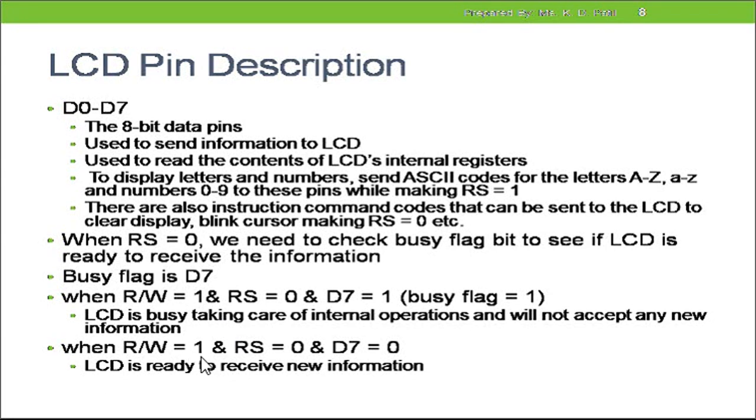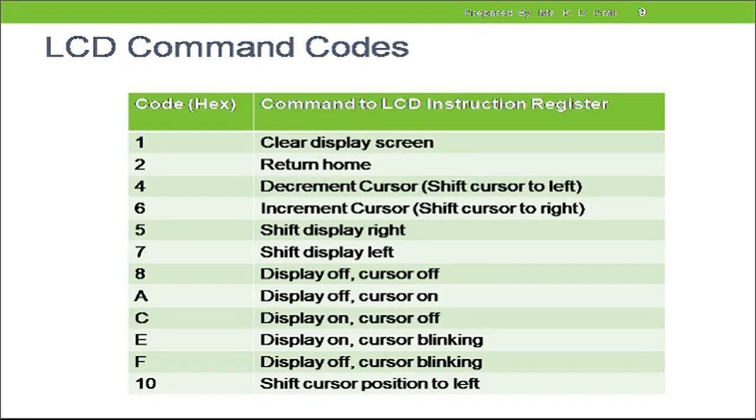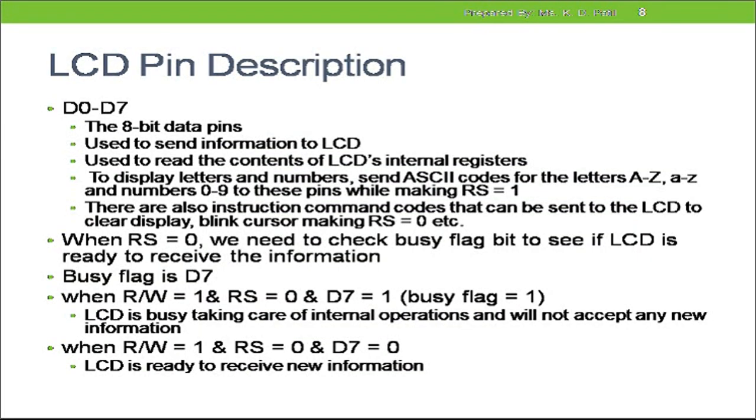But when read write is equal to 1, that is, read the data from the LCD's internal register, and RS is equal to 0, that is the command register, we check whether the LCD is busy or free to accept our information. Please take care that we need to check the contents of D7. If it is 1, the LCD is busy performing an internal operation, and when D7 is equal to 0, it is ready to receive the new information from the user, and only at that time can the user send the instructions and the actual data which we want to display on the LCD.